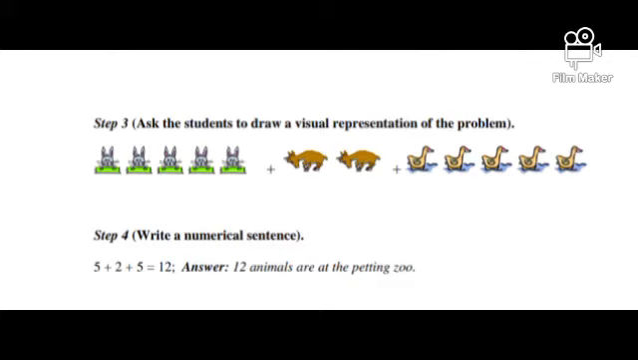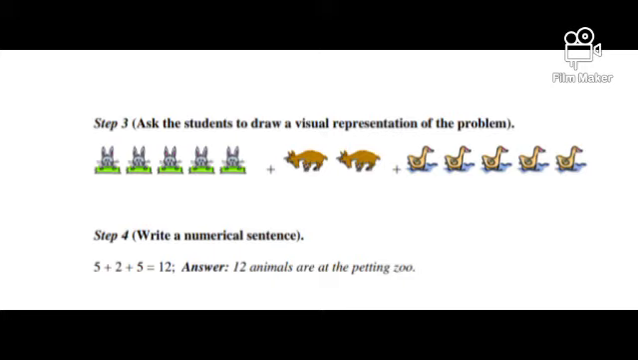With the pictorial or visual representation of the problem that the student does in step 3, it should now be easier for the student to write a numerical sentence. And that is now the last step or step 4 in visualization. From the visual representation of the problem, the student now writes 5 for the 5 rabbits, plus 2 for the 2 goats, plus 5 for the 5 ducks.